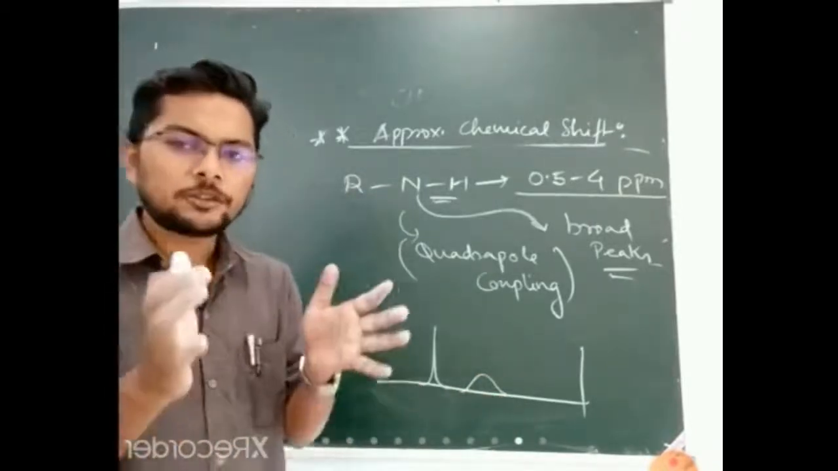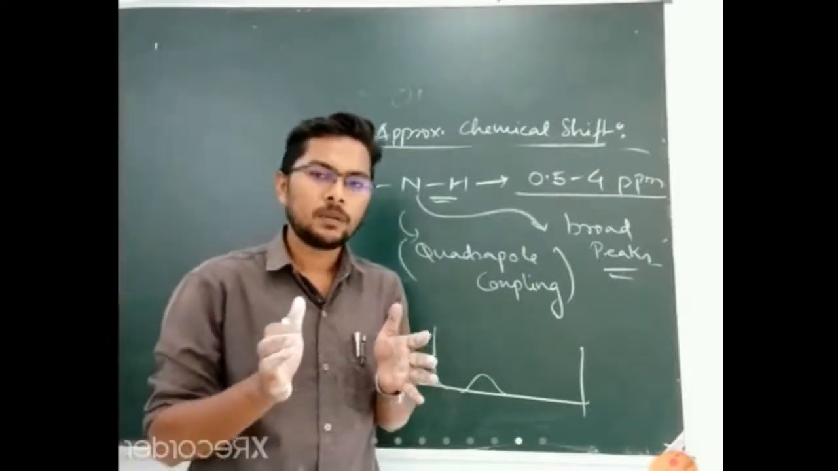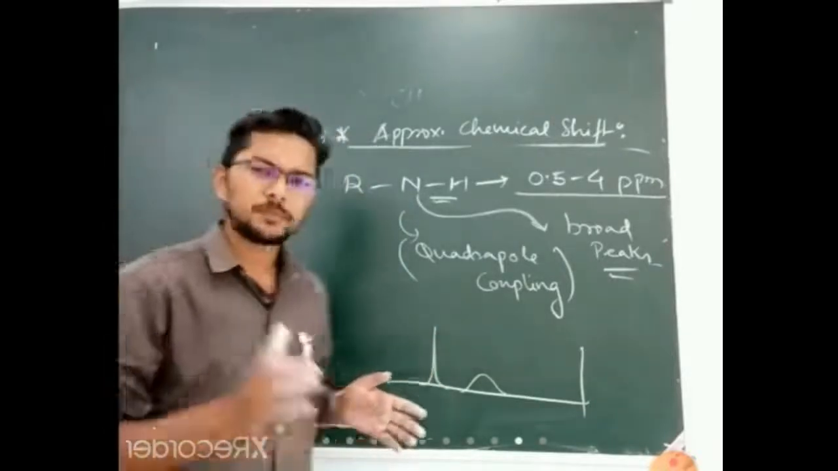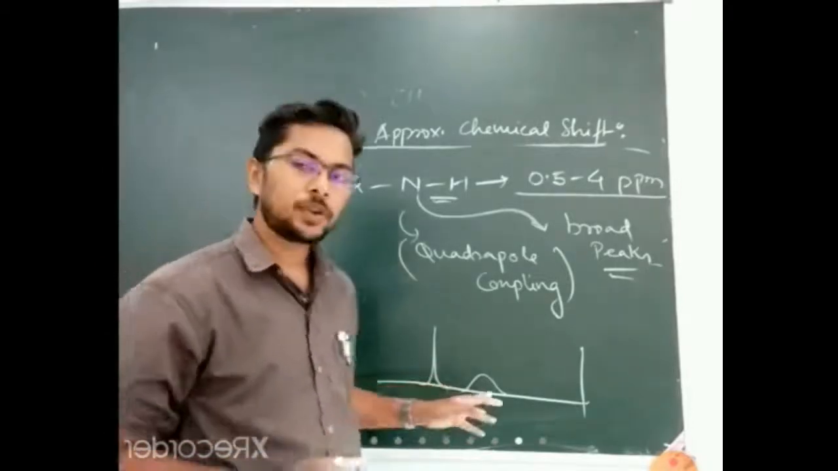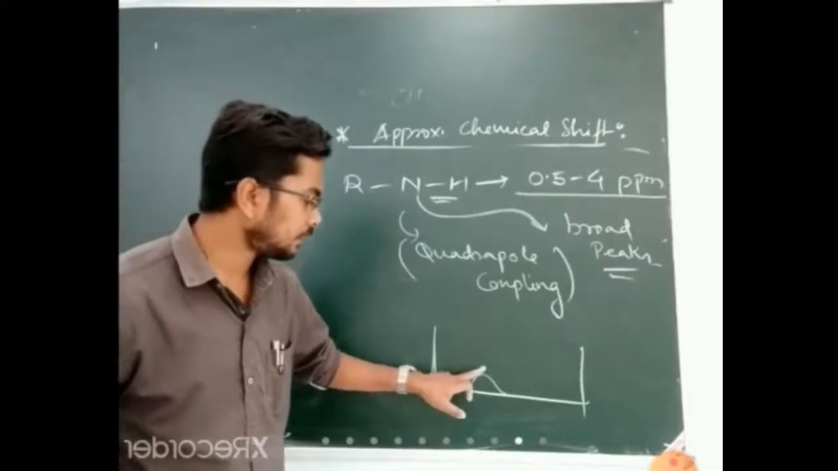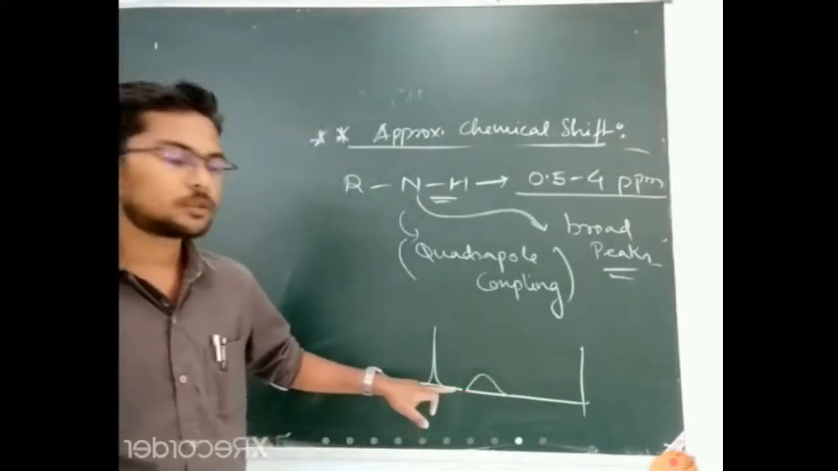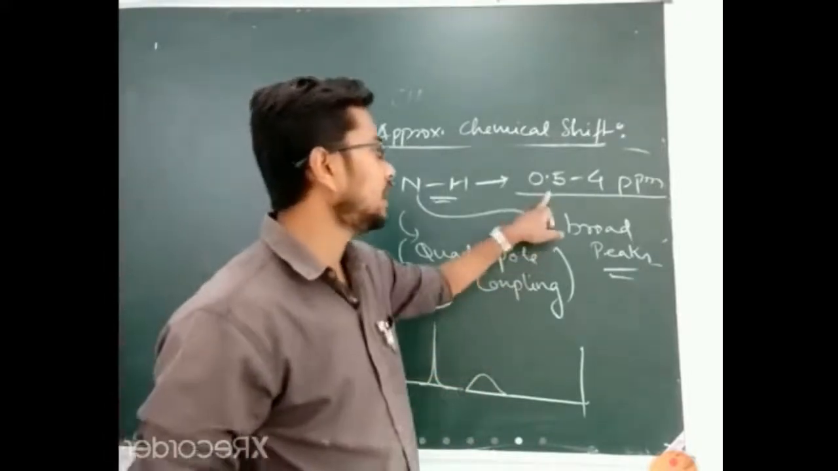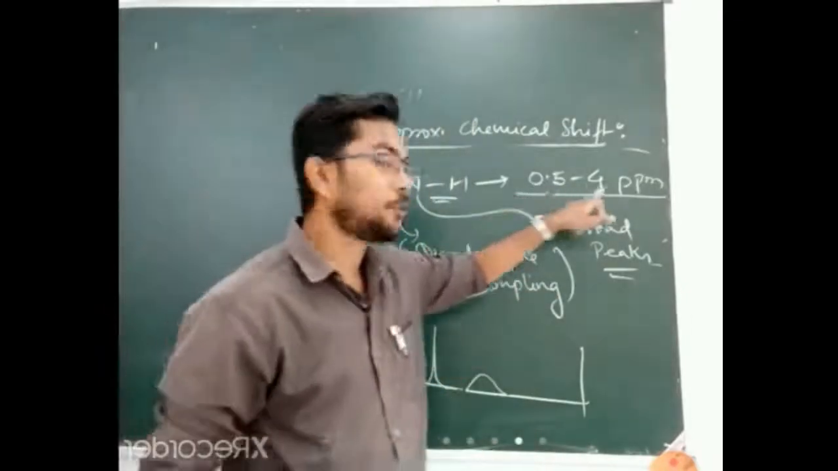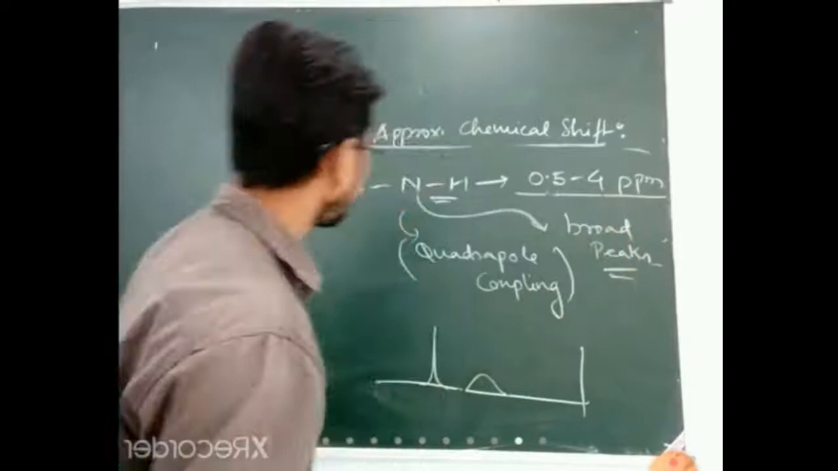So if you are searching for your NH peak, you have to search for a broad peak in the range of 0.5 to 4 ppm. OH was 0.5 to 5 ppm.